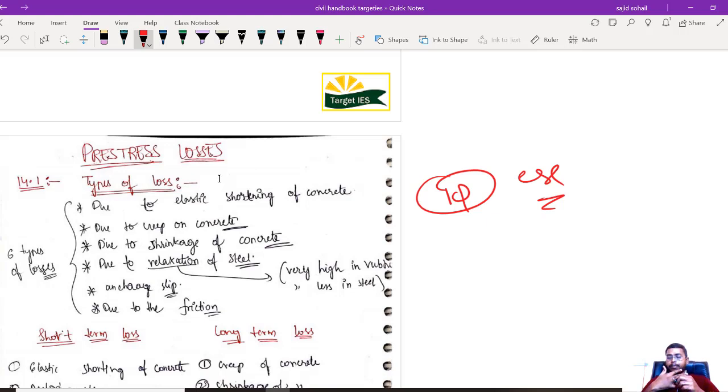There are 6 types of losses, 3 short term and 3 long term, and these losses will be different for post-tensioning and pre-tensioning. Pre-stressing is of 2 types, pre-tensioning and post-tensioning. So in pre-tensioning we will have some types of losses, in post-tensioning we will have other types of losses. So in detail we will study in the next module, and you have to remember this very simple topic. It is just a 4 page concept, the chapter finishes in 4 pages.